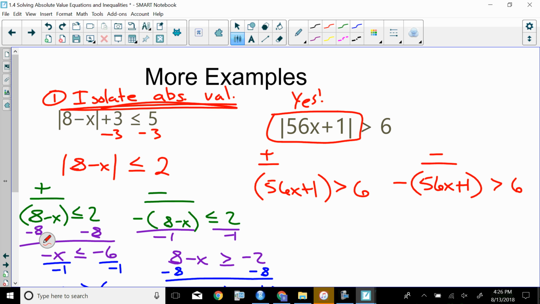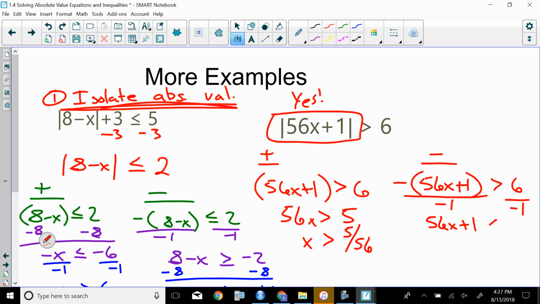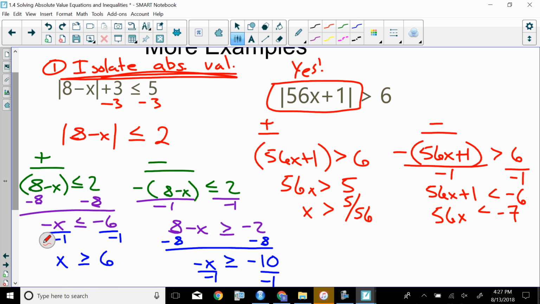All right, now I just have to solve it. Well, I subtract 1 here, I get 5. Now divide by 5/6, and I get x greater than 5/6. Here I got to divide by negative 1. Oh, I divide by negative 1, I got to turn my signs around. Then I got to subtract 1. That gives me negative 7. And then I divide by 5/6 again, and I get x is less than negative 7/6.